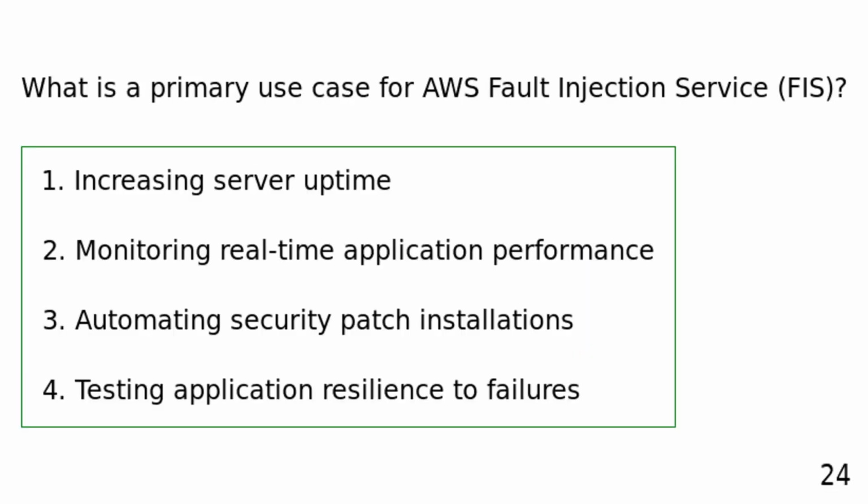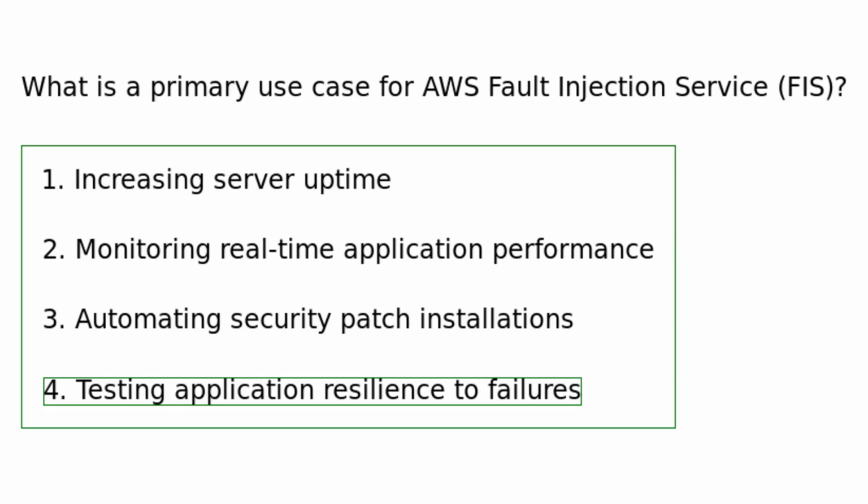What is a primary use case for AWS Fault Injection Service? Increasing server uptime. Monitoring real-time application performance. Automating security patch installations. Testing application resilience to failures. AWS Fault Injection Service is primarily used for testing and improving application resilience by simulating various failure scenarios in controlled environments.